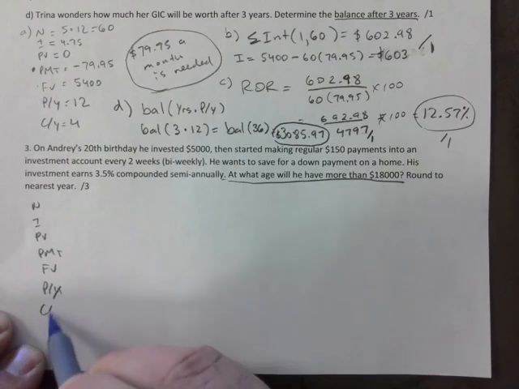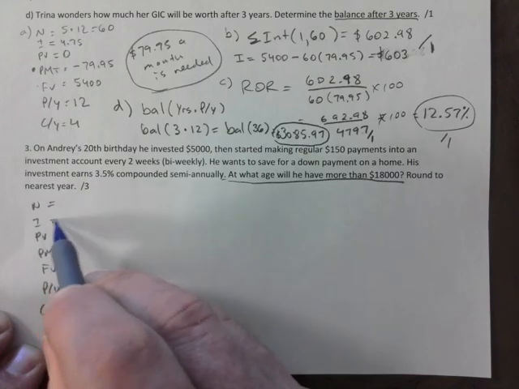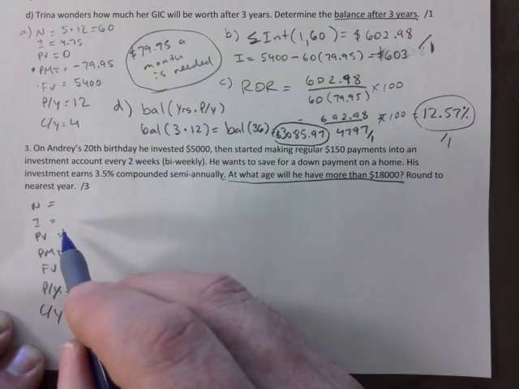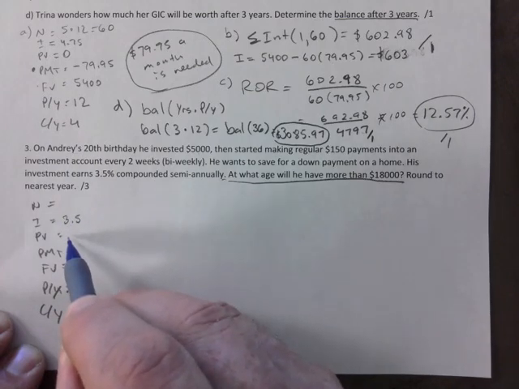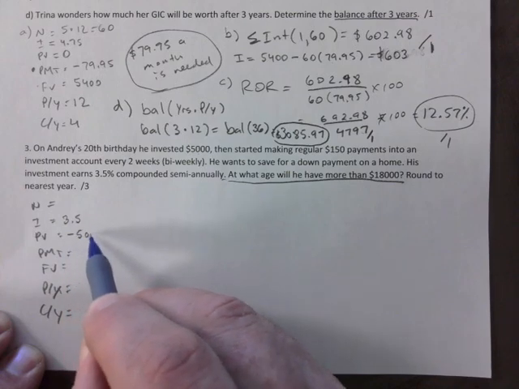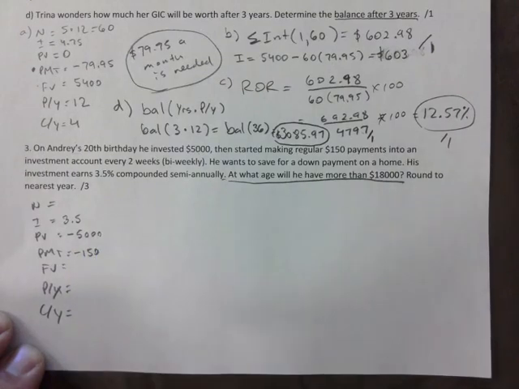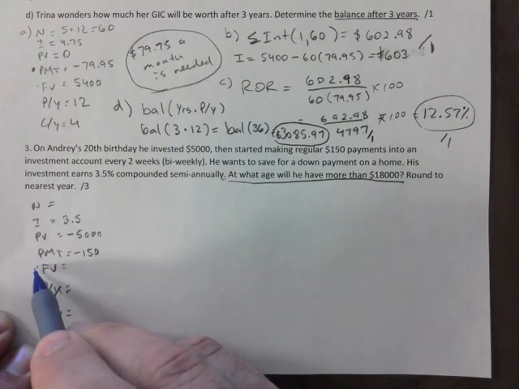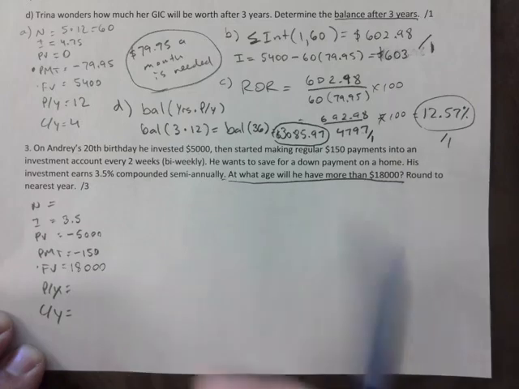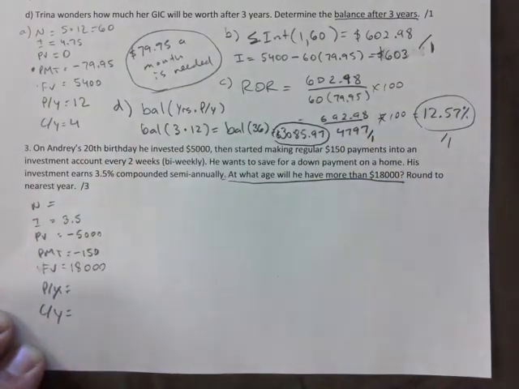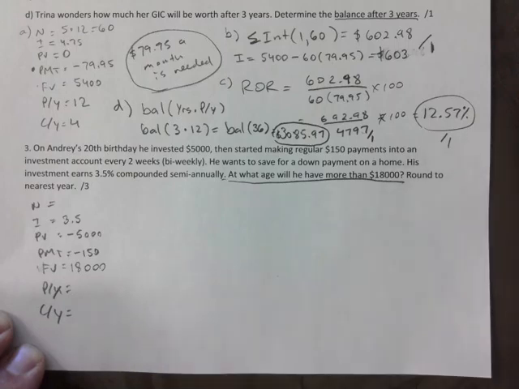PY, CY. Okay, interest rate, we have 3.5. He invested $5,000, so that's our big one-time amount, and then we make $150 contributions. We want to know $18,000 is going to be my future value in this case. Okay, positive, because in the future, it's kind of assumed you're taking it back, okay?